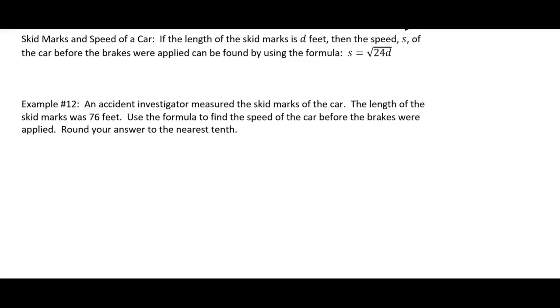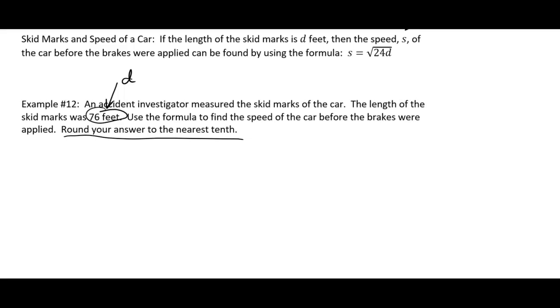Okay, so an accident investigator measured the skid marks of the car. The length of the skid marks was 76 feet. Okay, so that's the d. Use the formula to find the speed of the car before the brakes were applied. Round your answer to the nearest tenth. Okay, so it says to round our answer, so that tells us something right there, but we don't always know when we're going to round, but this time we're going to need to.